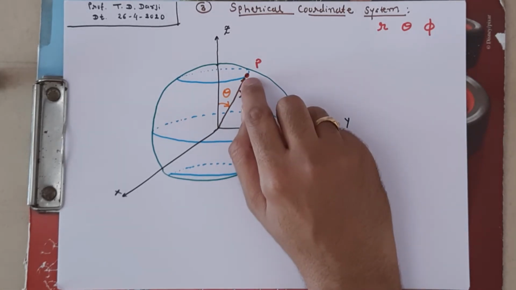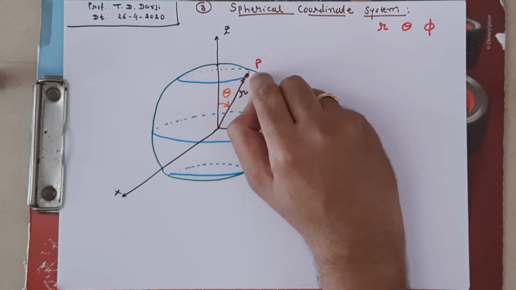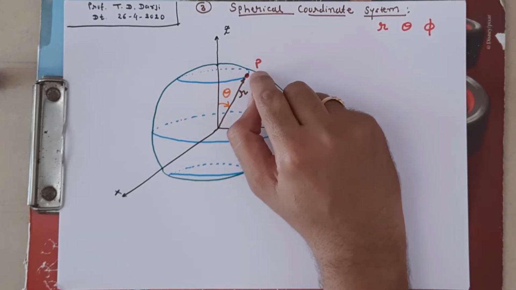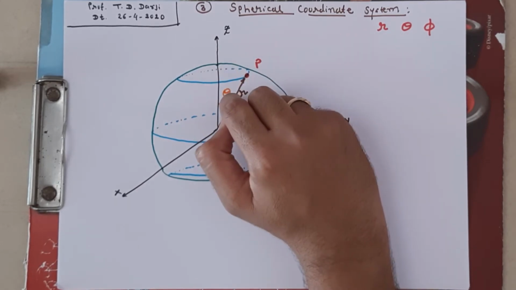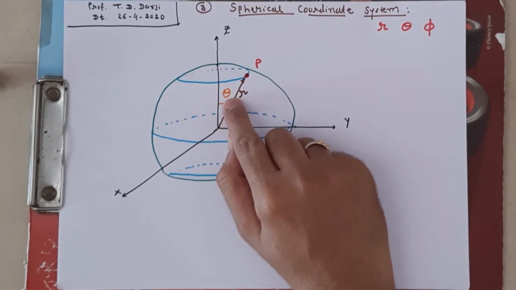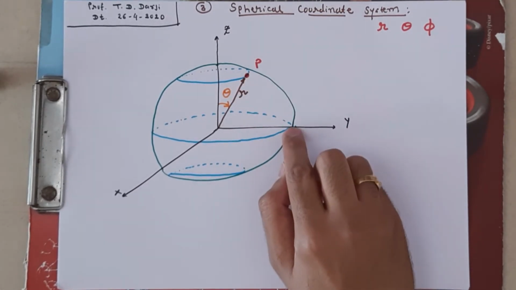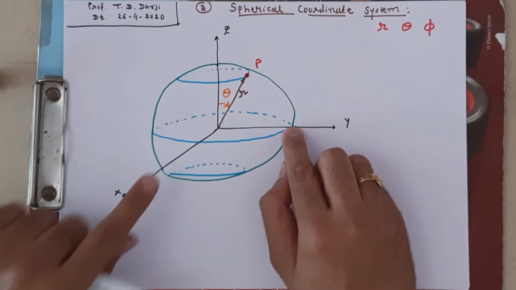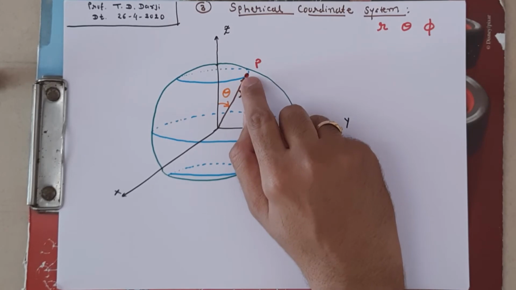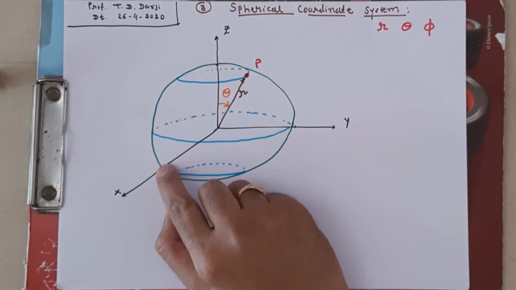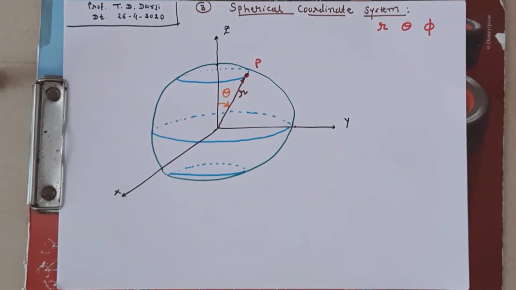Now my question is, suppose the point P is located on the z-axis. So what is the value of this angle? Angle theta is 0. Suppose point P is located on the y-axis. So what is the value of this angle theta? Theta is 90 degrees. Similarly, if point P is located on the x-axis, what is the value of this angle theta? Theta is also 90 degrees.